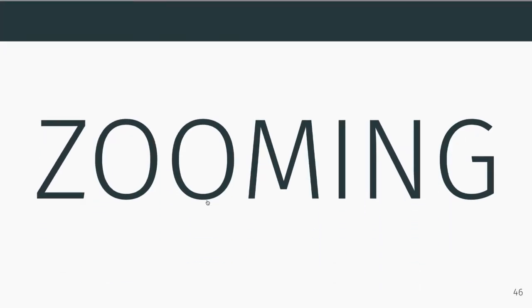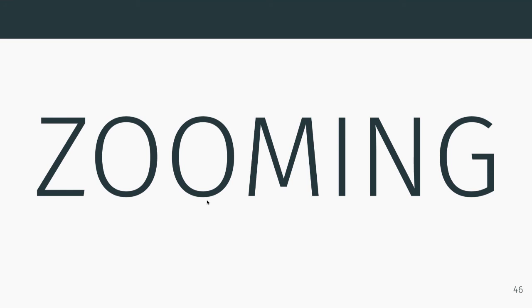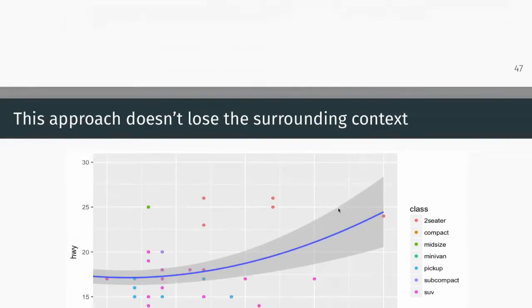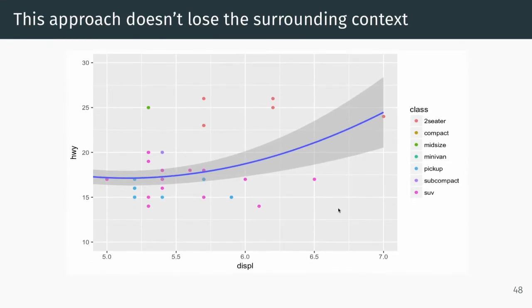Okay, the next thing is zooming. So there are a couple of different ways of zooming, and this is the good way, I think. This way here is to take a window on the plot. So we have the same data set we've been looking at, and we're zooming in on the area of engine displacement of 5 liters to 7 liters, and we're zooming in on miles per gallon from 10 to 30. So we're looking at a small window of the plot, and it doesn't lose the surrounding context. So we're getting this smoothing line.